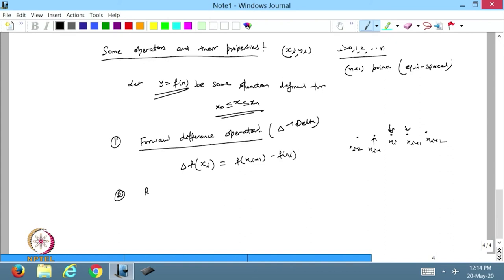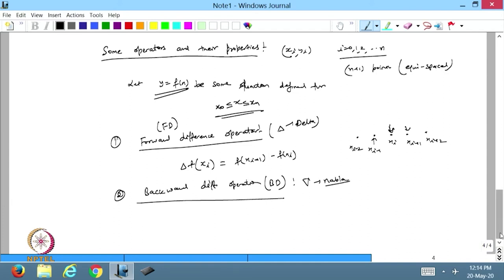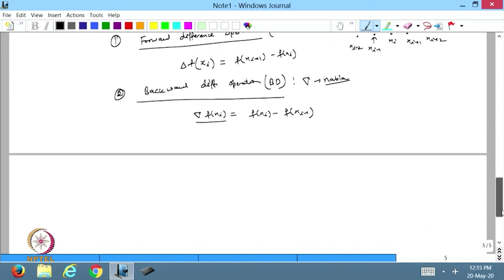The second one we are going to use is the backward difference operator. Its short form is BD, and it is represented by the inverted triangle, and this is called nabla. So suppose I want to apply this at the function value at any xi. What is it doing? It is going to use the value before that one. So backward, that's why. If I apply this one, this will be equal to f xi minus f xi minus 1. So if I apply this operator on any function at xi, it will use the value just before that one, and it gives the difference between f xi minus f xi minus 1. So that is called the backward difference operator.